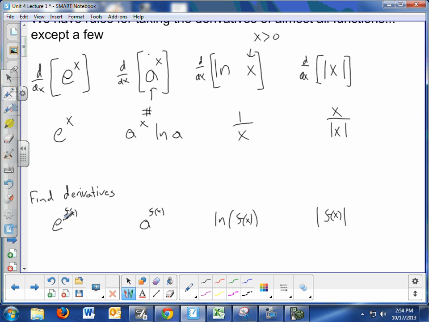Now, instead of having just an x, we could have a function. Okay, so e to f of x.